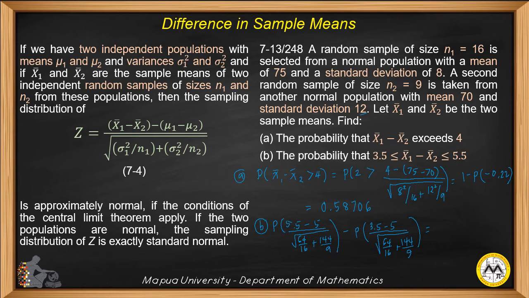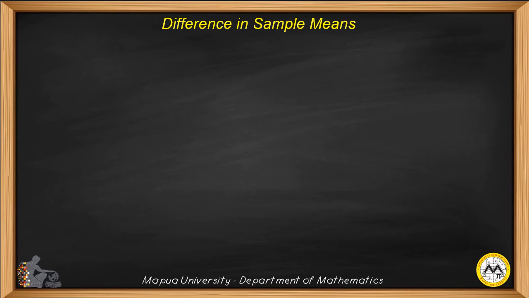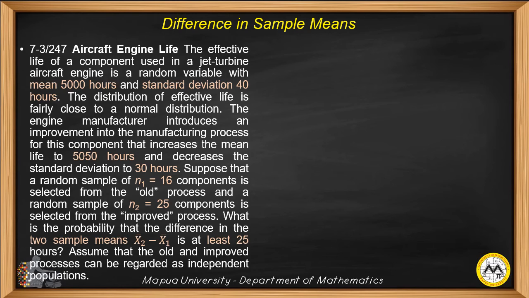So the probability is 0.17585. You can pause this and then practice working on this problem.